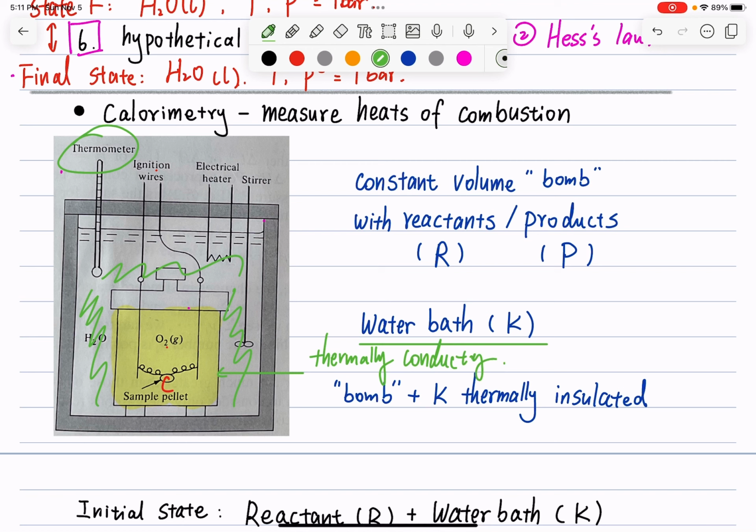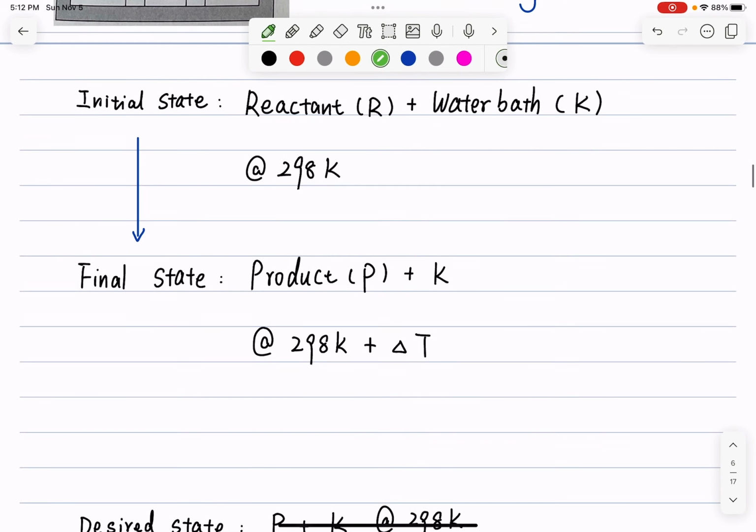All right, so let's look at a typical calorimetry reaction and see how it actually measures the heat of combustion of a reaction. In the initial state, we have reactant and water bath at room temperature, 298 Kelvin. It can be another temperature, it's just that people typically set it to 298 Kelvin. In our final state, our reactants have been fully consumed to form the product, and again we have our water bath.